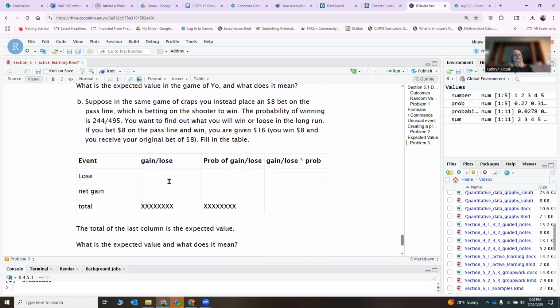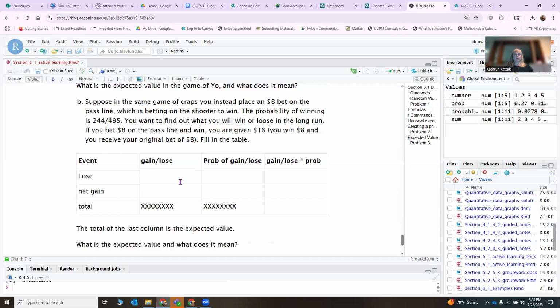All right, so let's say we have another bet. Instead of placing an $8 bet on Yo, you place an $8 bet on the pass line, which is betting on the shooter to win. The probability of winning is 244 out of 495. You want to find out what you will win or lose in the long run. If you bet $8 on the pass line and you win, you are given $16, which means you actually only win $8, since you receive your original bet of $8 back.